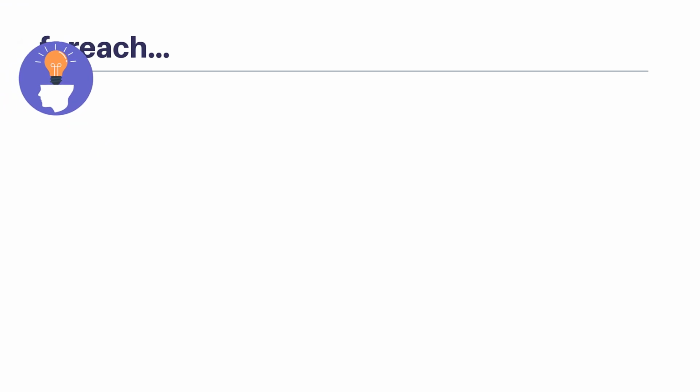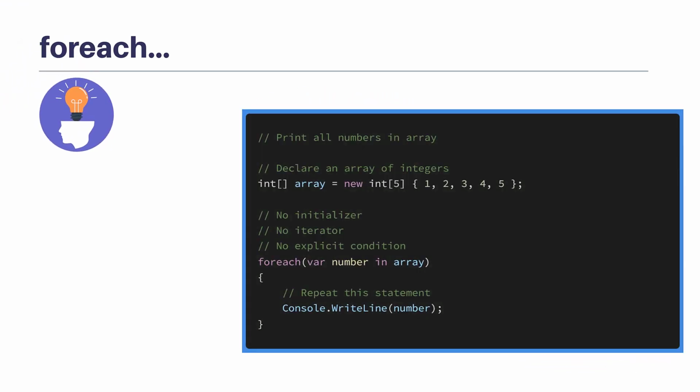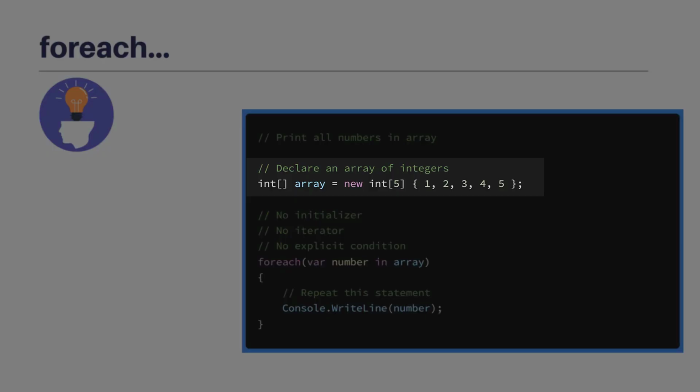The next type of iteration statement is the foreach loop. The foreach keyword provides an easy way to iterate over a collection. A collection is an object which stores multiple values. So for demonstrating foreach loop usage, we have created an integer array here. This first line is the syntax to create an integer array.